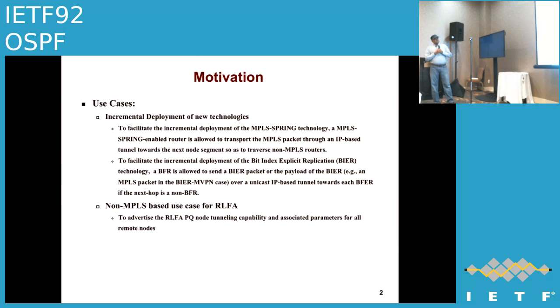To tunnel this traffic, the remote node, which is Spring capable, can advertise an encapsulation capability and the associated parameters. So the node here can automatically encapsulate the packets and send them to it. So this is basically the incremental deployment use case.